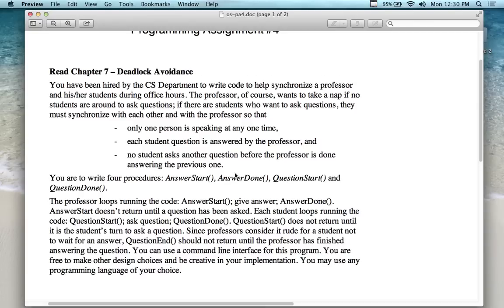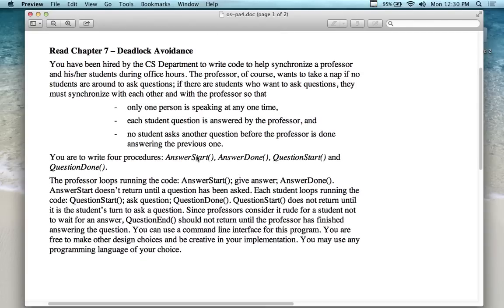So you write 4 procedures. You can have answer start, answer done, question start, question done. So you have shared resources. You have one teacher with multiple students, and you're sharing the one teacher among the multiple students for a question and answer.